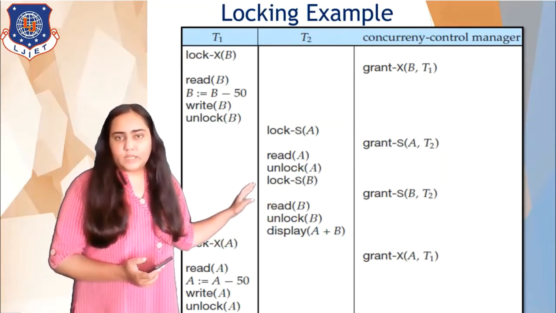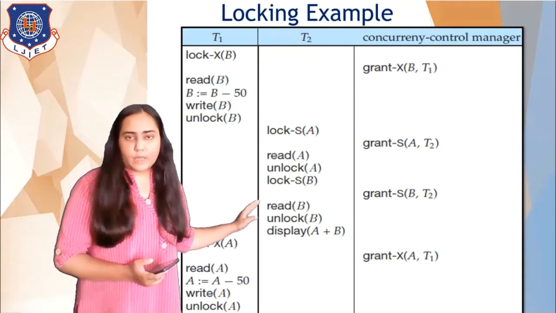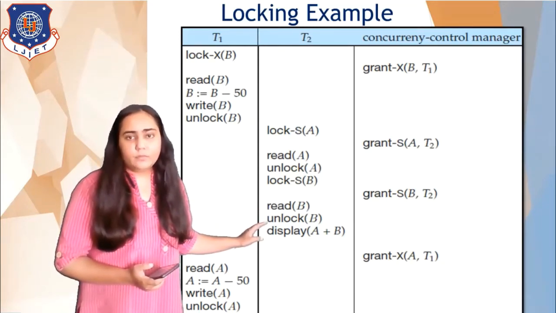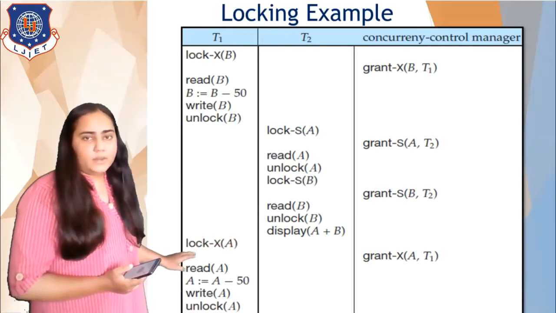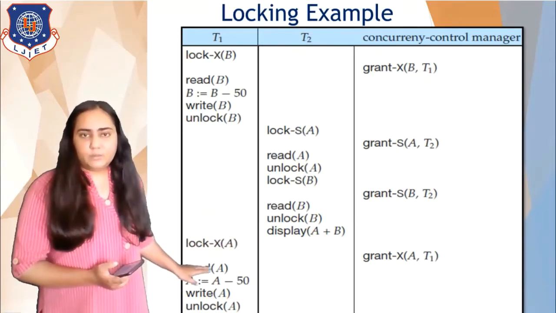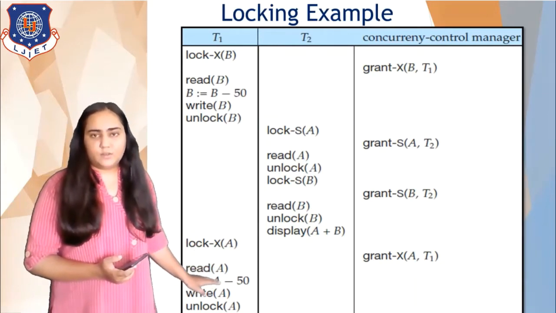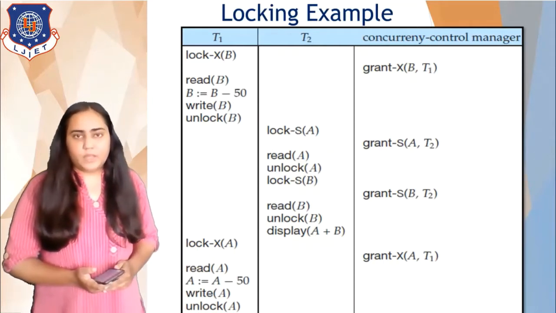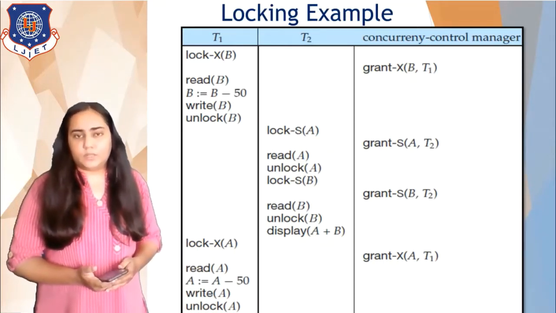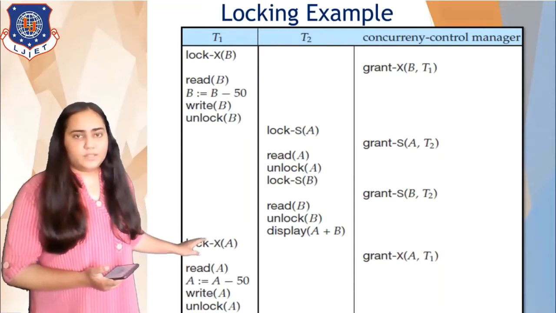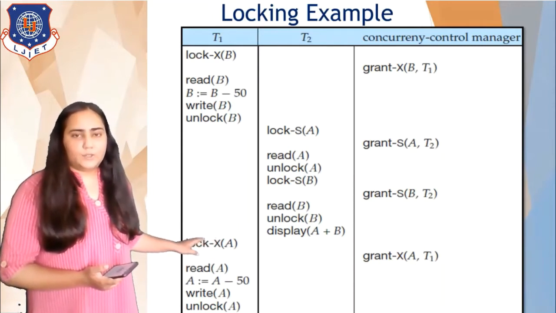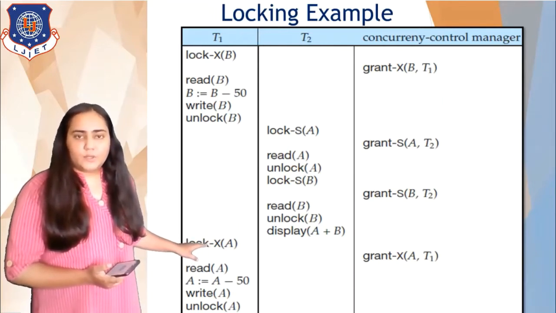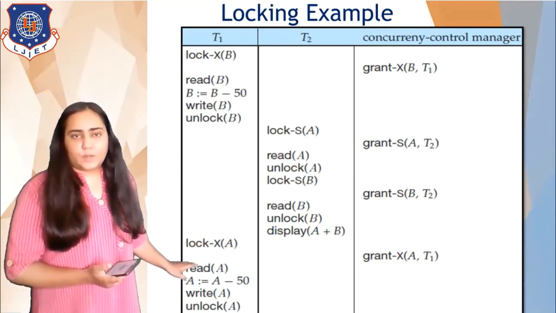And once that is obtained, this transaction is reading B and then unlocking B and then simply displaying A plus B. And you can see that then once again, this transaction T1 is trying to get an exclusive lock on A, which is also granted by the concurrency control manager, since no other transaction is holding that lock. And once all that is done, then this transaction is going to read A, subtract 50 from A, and then it's going to write A, and then it's going to unlock A.